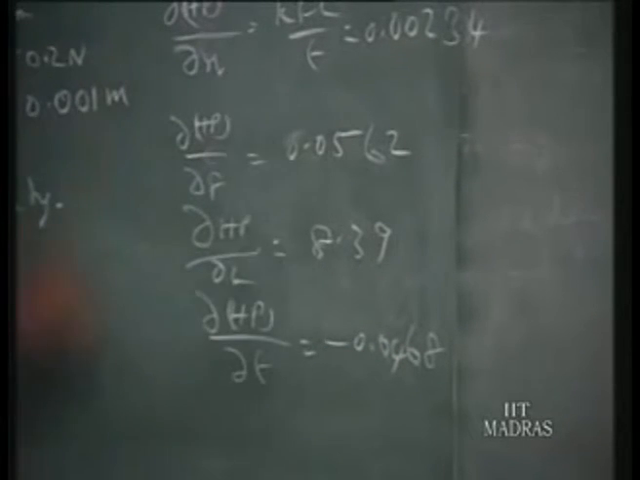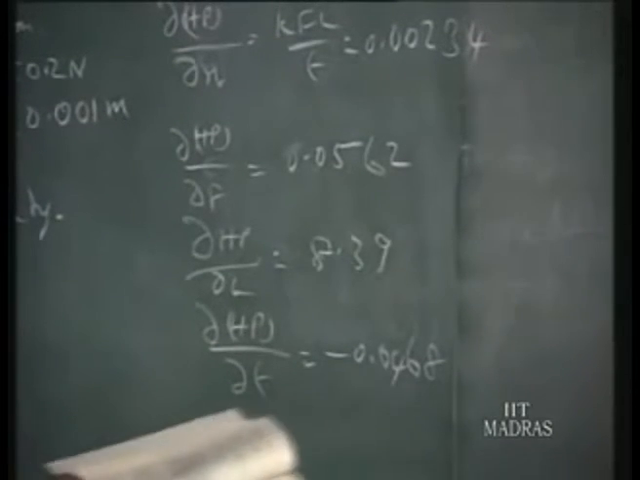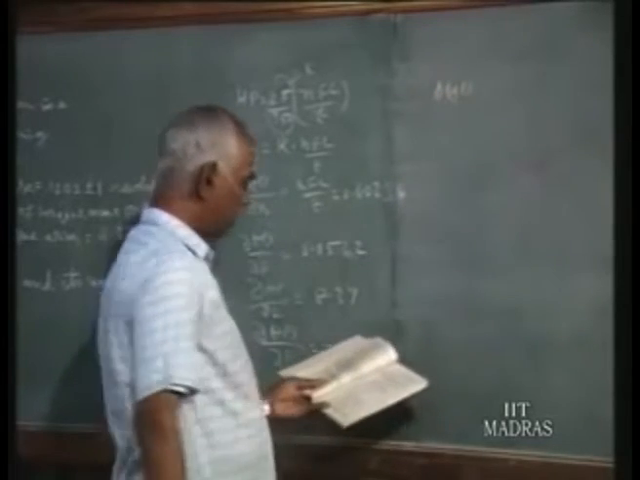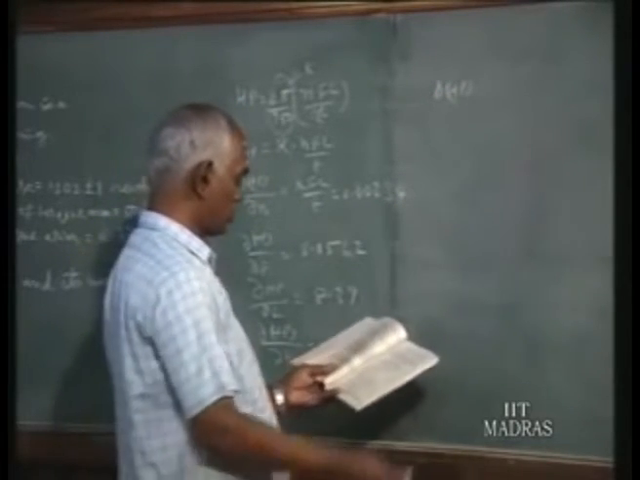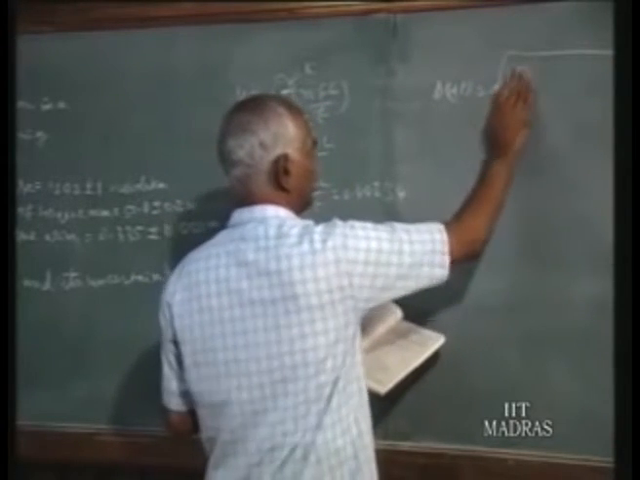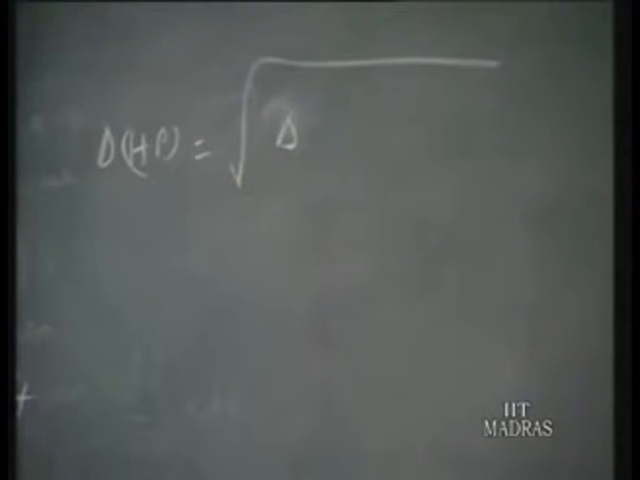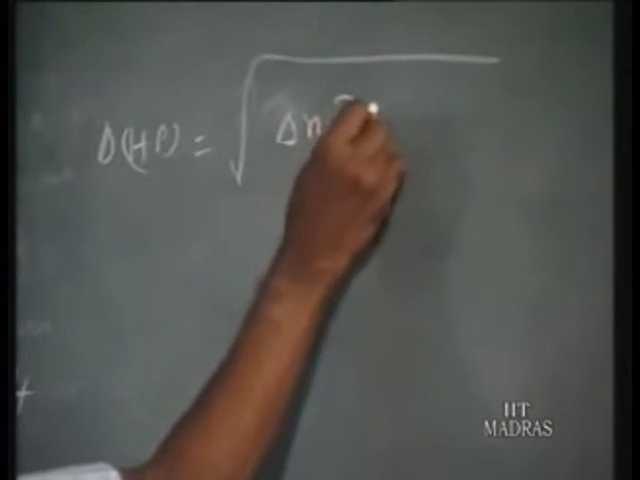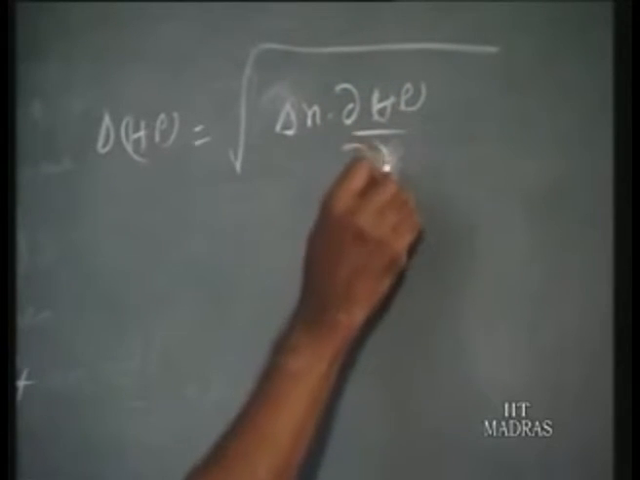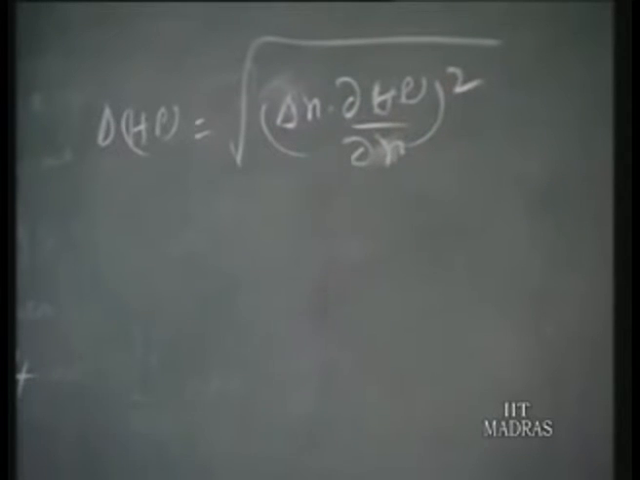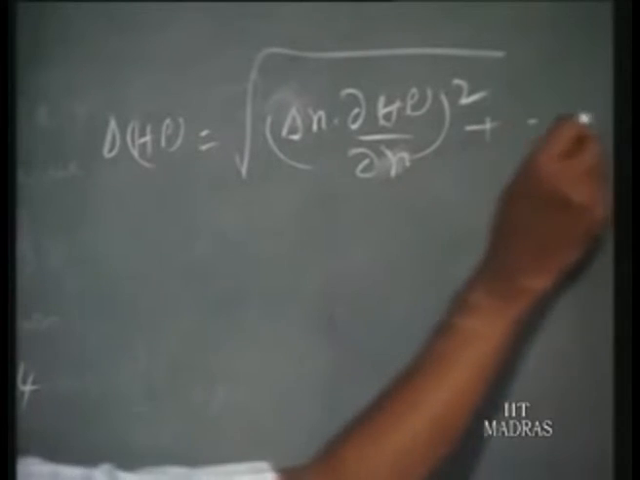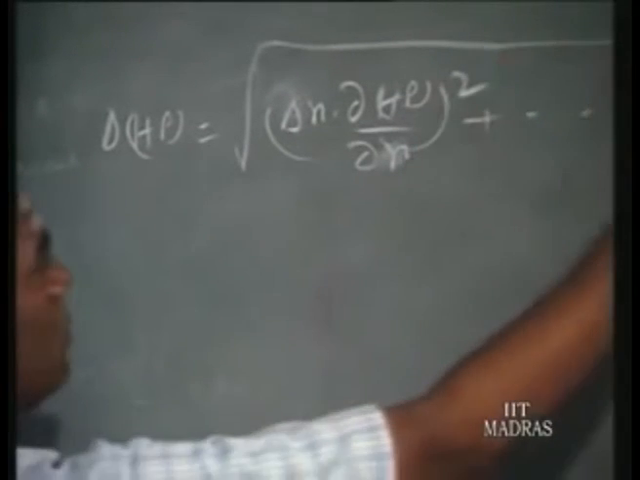So, we found out the partial derivatives. Now we are going to find delta hp, that is the error in the horsepower computation, which is equal to the root of, we know, delta x1, that is delta n, and dou hp by dou n, whole squared for the RPM measurement. Similarly, we have to write it for the other measurements, all the 4 quantities.